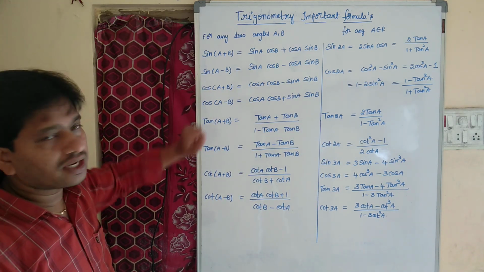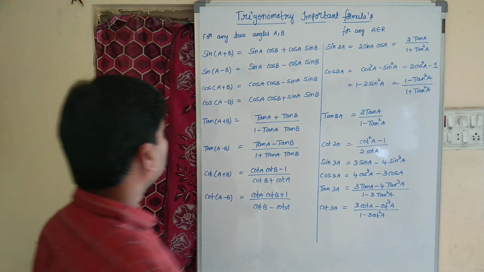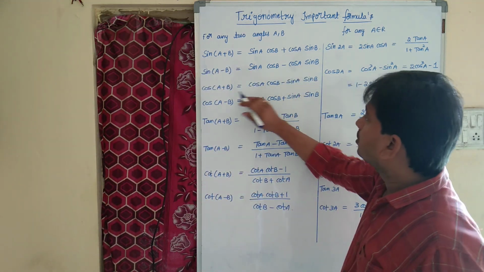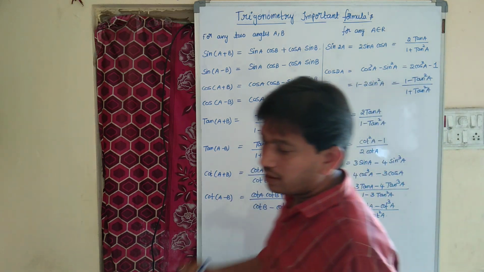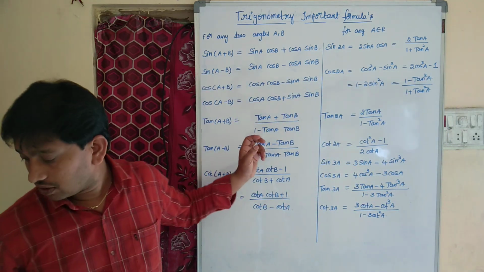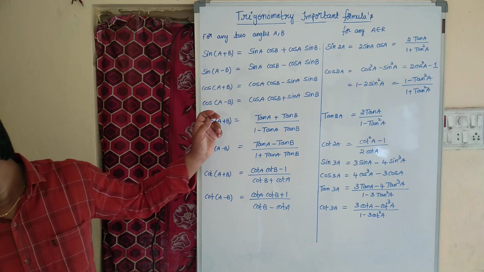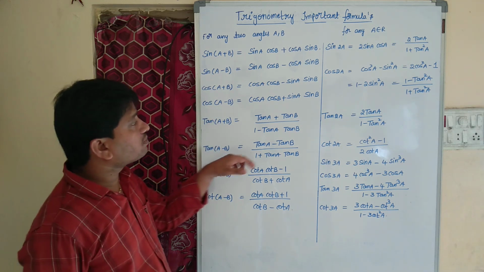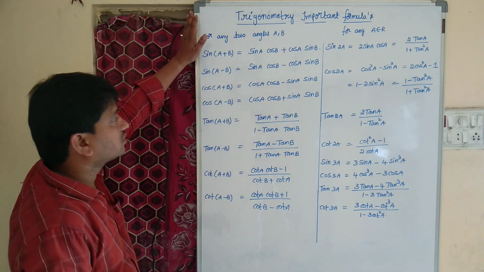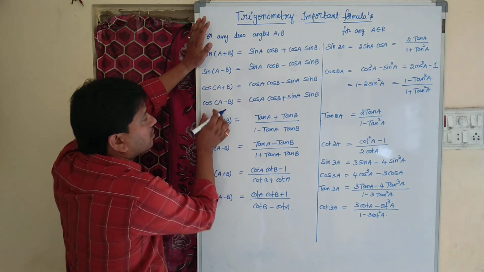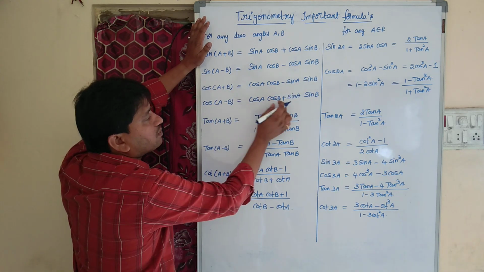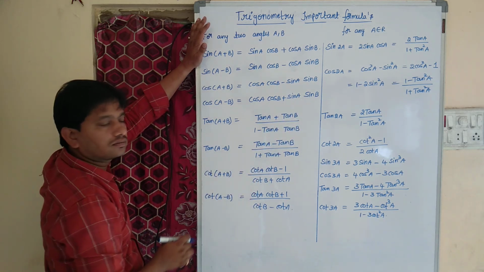Now cos(A−B). If it is plus, cos(A+B) is cos A cos B minus sin A sin B, right? What about cos(A−B)? Cos(A−B) is cos A cos B plus sin A sin B. You can see here, cos A cos B minus sin A sin B, but cos(A−B) is cos A cos B plus sin A sin B.